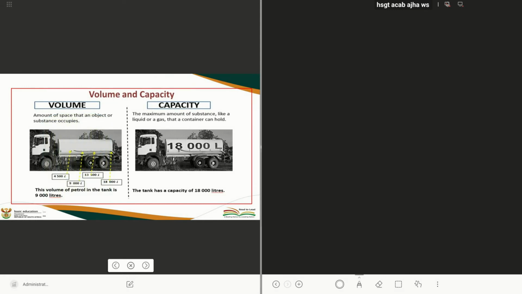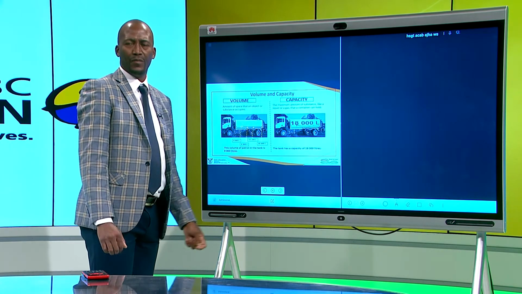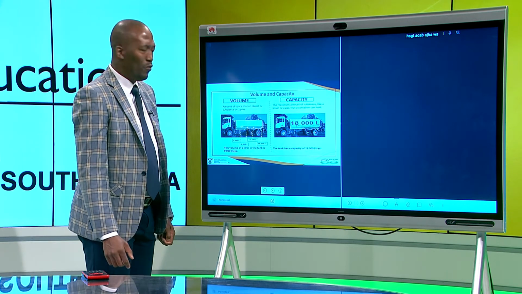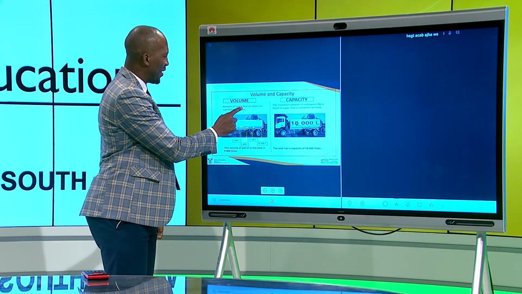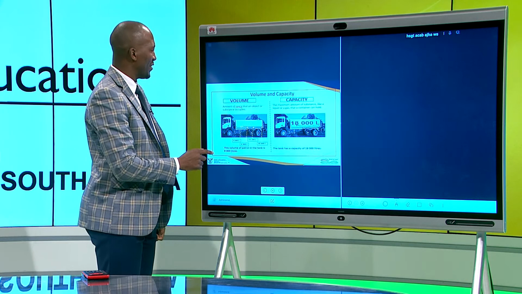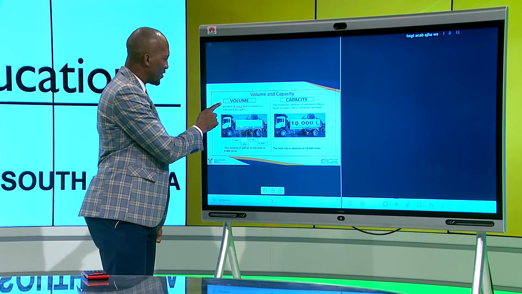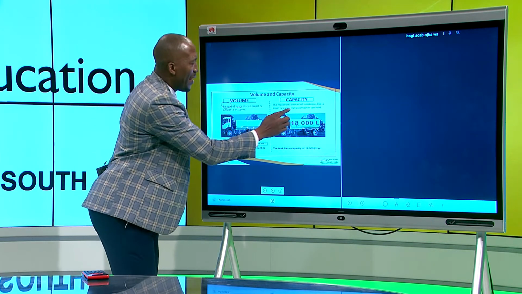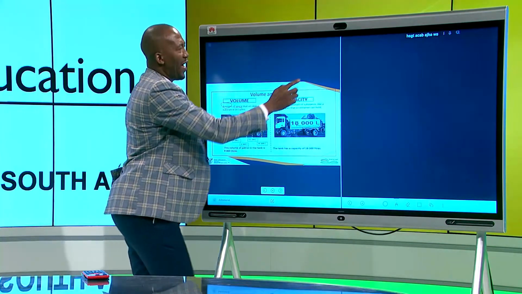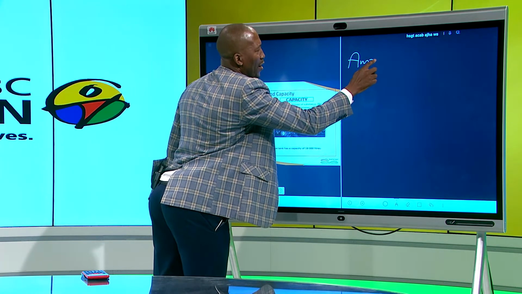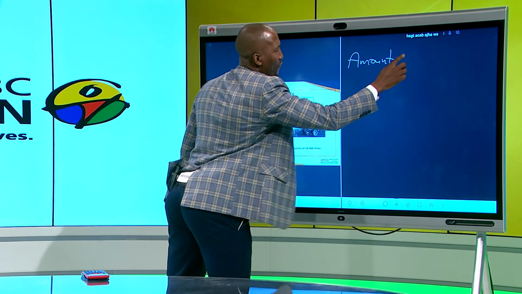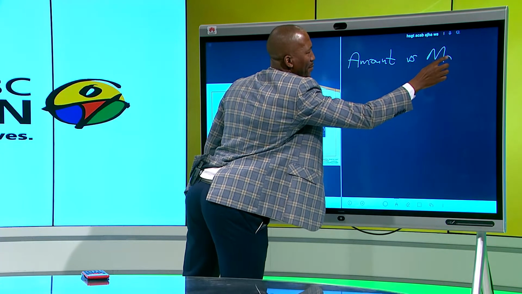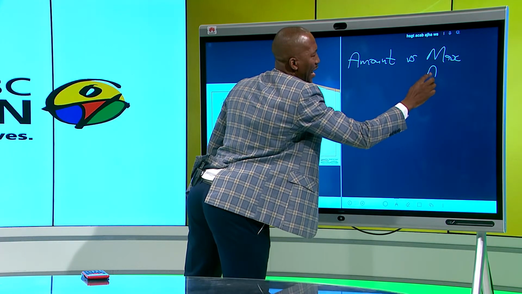Volume and capacity. This is one of the questions that was asked in one of the national papers. Define volume, define capacity. Volume is the amount of space that an object occupies. Just an amount of space that an object occupies. Capacity is the maximum amount. So we have amount versus maximum amount.